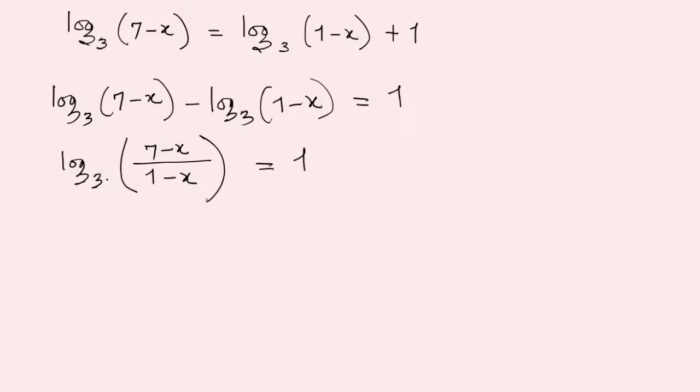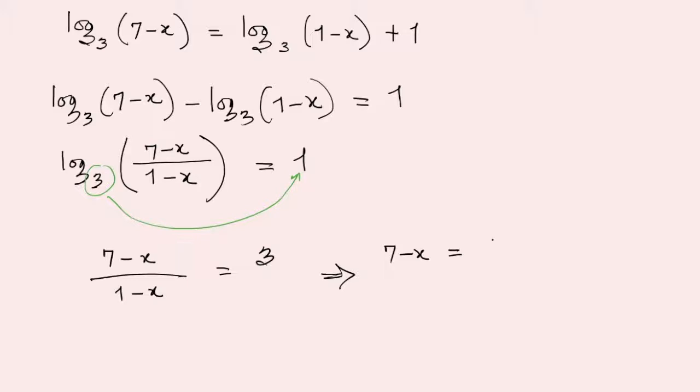So we do the same thing, raise 3 to the power of 1 to get what's in the bracket here. So that's going to be equal to 7 minus x over 1 minus x is equal to 3 raised to the power 1, which is equal to 3. So if we do that, we can further solve this by saying that 7 minus x is equal to 3 multiplied by 1 minus x. We get this expression simply by multiplying both sides by 1 minus x. 1 minus x cancels out 1 minus x, and we have 3 multiplied by 1 minus x here.